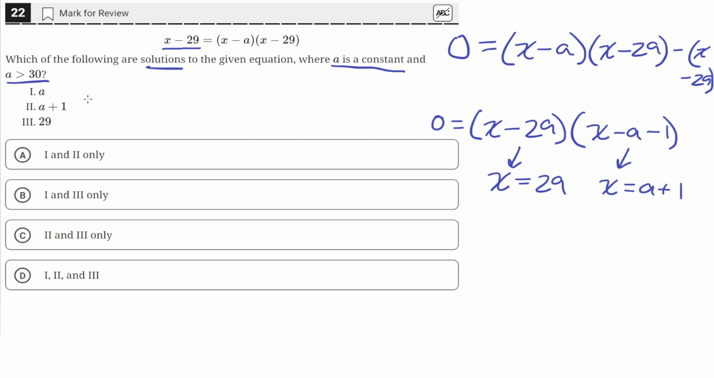And so that's answer choices 2 and 3, which are these two solutions. The first choice here, A, is incorrect, because a minus 29 does not equal 0, and a minus 1 and a minus a plus 1 just equals negative 1, so that's not 0 either, so that wouldn't satisfy the equation. So this one is incorrect. So the answer choice is the one with 2 and 3, which is answer choice C.